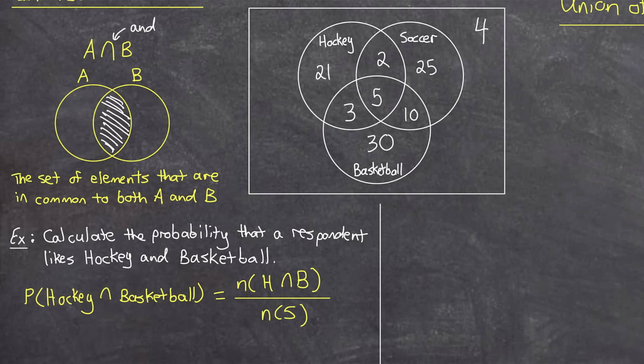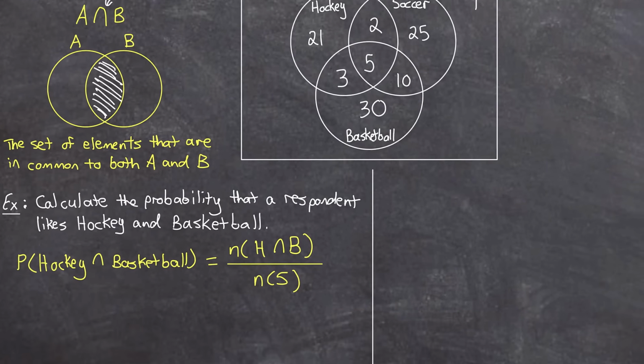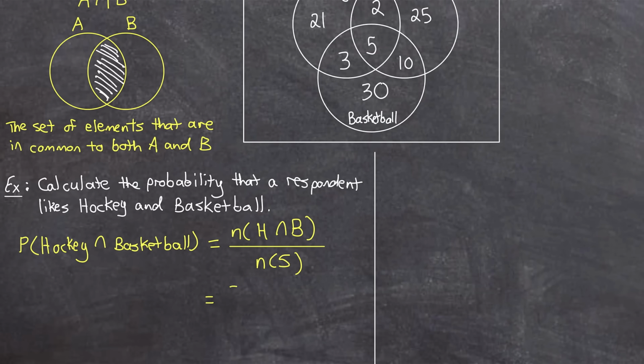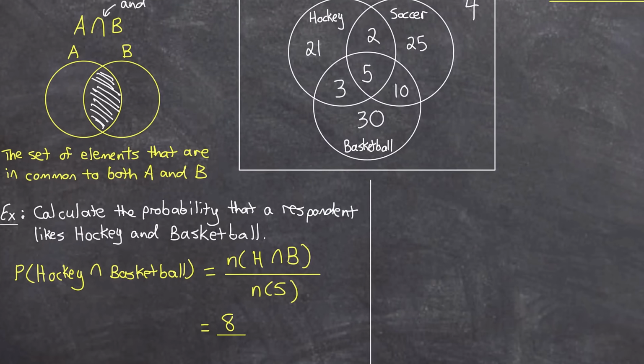Let's start by finding the intersection of hockey and basketball. So the number of people that like both hockey and basketball would be the overlap of those two circles, which is right here. I see that there are 5 plus 3, so there are 8 people that like both hockey and basketball. So my probability calculation would be 8 divided by however many total people took this survey.